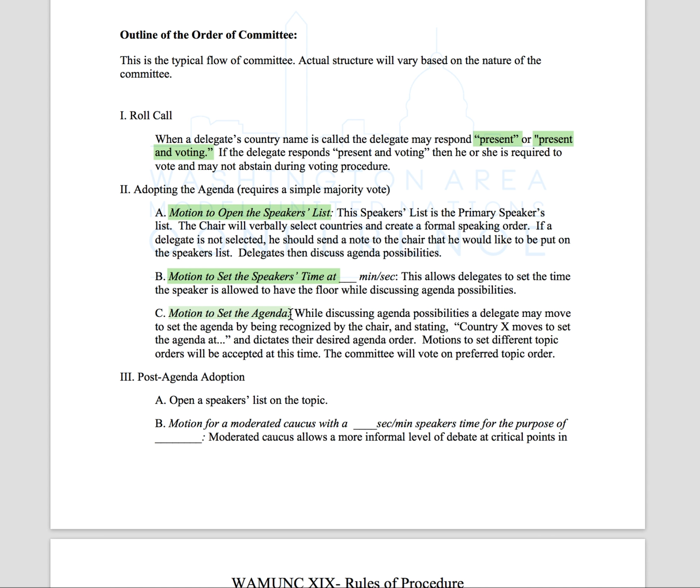Then you have the motion to set the agenda. While discussing agenda possibilities, a delegate may move to set the agenda. So if I'm Japan, I can say Japan moves to set the agenda at topic A, then topic B. Because topic B is so important to the world, for whatever reasons.